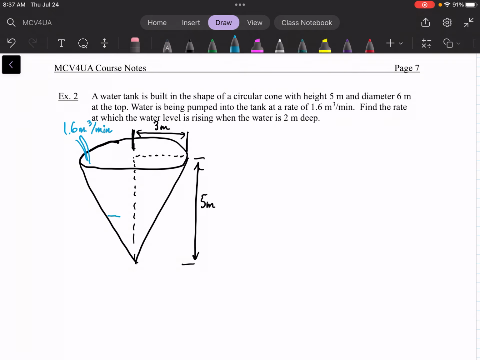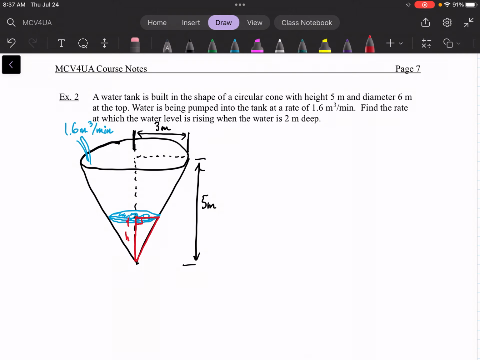Now I have the water being pumped in, so water is coming in at 1.6 meters cubed per minute. And that means when the water is filling up, it's going to give you some kind of cone-like shape inside the cone. And say this is the top of the level of the water. What I'm going to do is draw a small triangle right here. Now this height right here constantly changes, but so does this radius. This radius is constantly changing. So that h and that r, although we know the height specifically when it's 2 meters deep, do not put the value 2 in just at this moment.